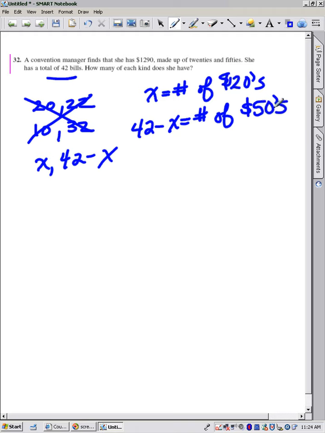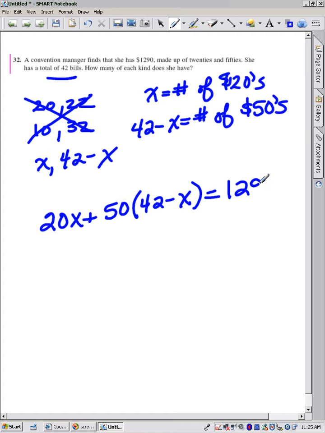So the same type of thing applies. We need to find out the total value of all the 20s plus the total value of all the 50s, and together they're going to equal this $1,290. So if I have x $20 bills worth $20 each, the total value of that is 20 times x. If I have 42 minus x $50 bills, each worth $50, the total value is the worth of the dollar bill times the number that I have, which is 42 minus x, and together the collection is worth $1,290.